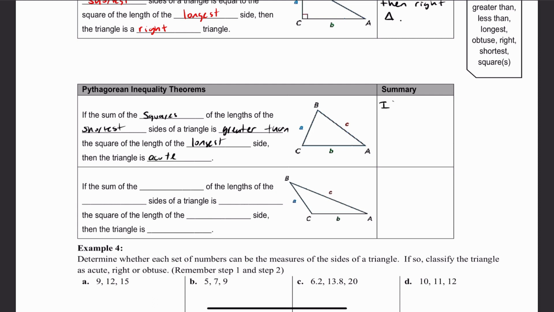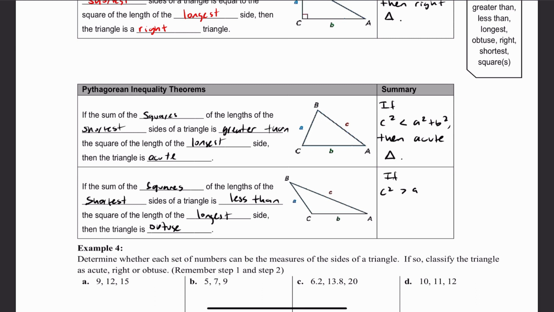So in summary, I like to have my c squared on the left-hand side. If c squared is less than a squared plus b squared, then you have an acute triangle. Now, if the sum of the squares of the lengths of the shortest sides of a triangle is less than the square of the length of the longest side, then the triangle is obtuse. So that means if c squared is greater than a squared plus b squared, then you have an obtuse triangle.